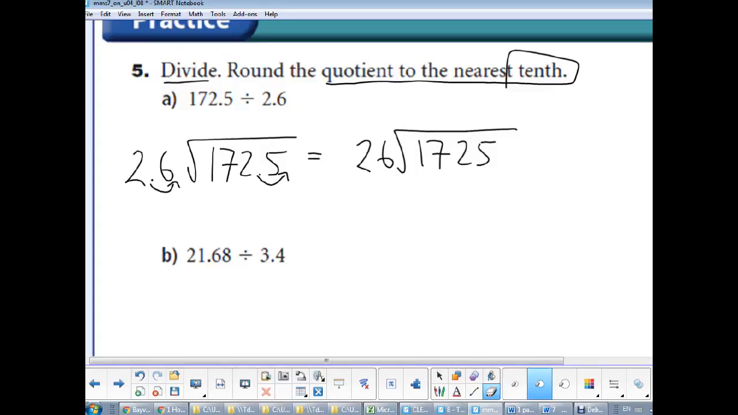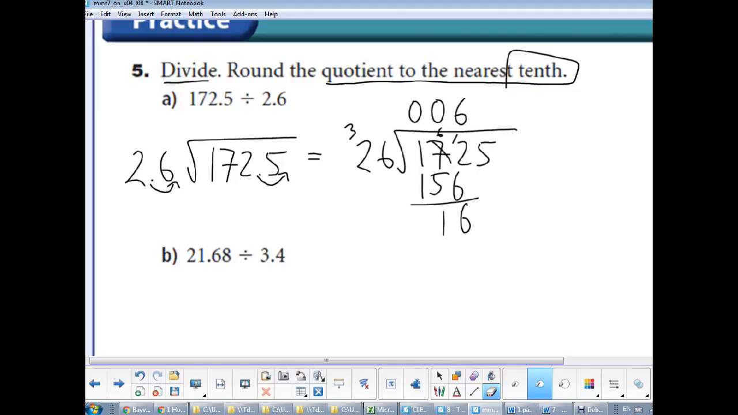1,725. 26 goes into 1 0 times, into 17 0 times, into 172. Get out my calculator. You guys will do this manually. If you had a question like this, it goes 6 times. 6 times 6 is 36. Carry the 3. 6 times 2 is 12. 13, 14, 15. And we have 16 left over.